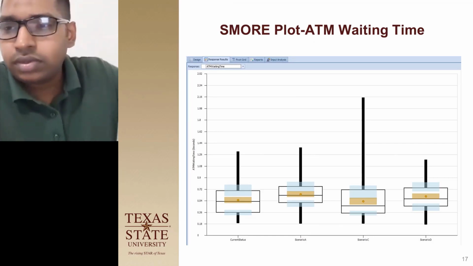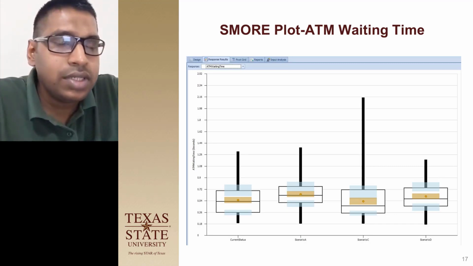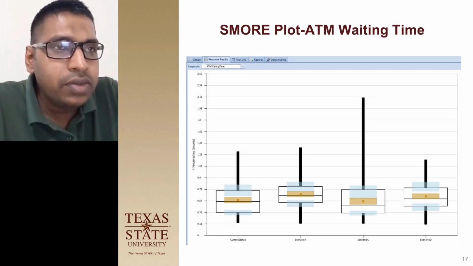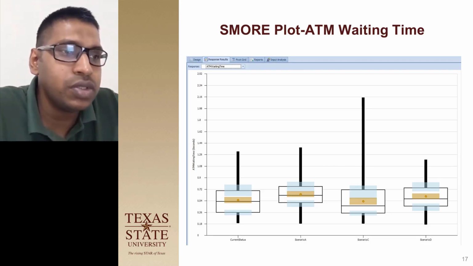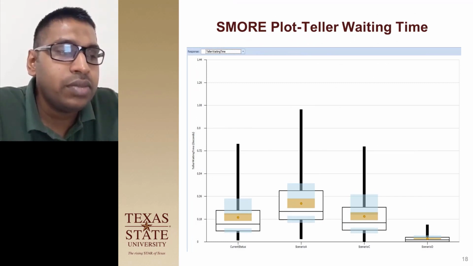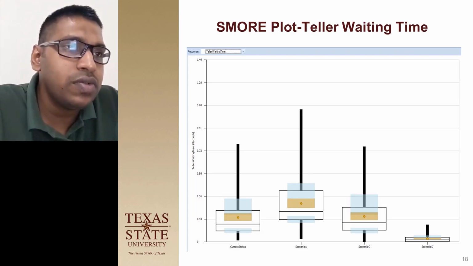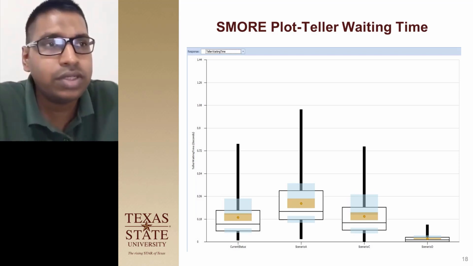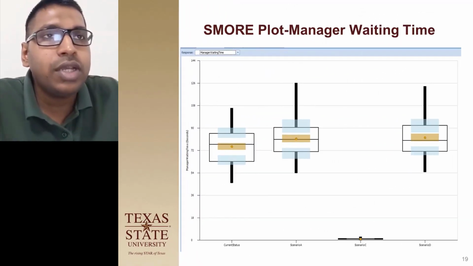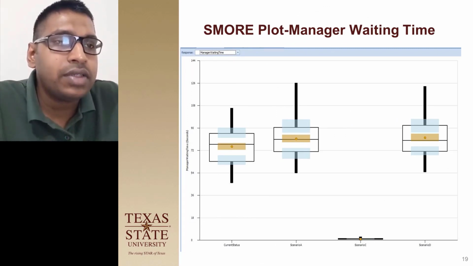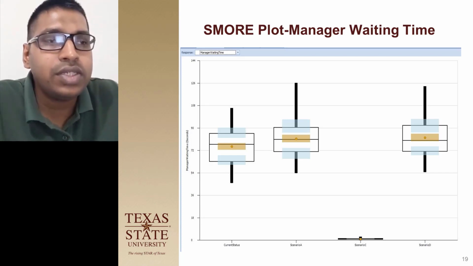And then for the ATM waiting time, we find that scenario C gives the lowest value. If we observe, the yellow portion of scenario C is the lowest among all other portions. If we consider the teller waiting time, we find that scenario D is the lowest, and its range is also very low compared to other scenarios. So we can conclude that scenario D is definitely the best option for teller waiting time. And if we consider the manager waiting time, we see that everything, the mean, upper bound, lower bound, the range of scenario C is the lowest.